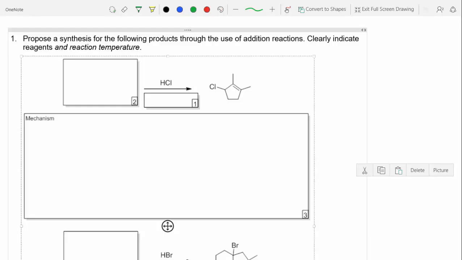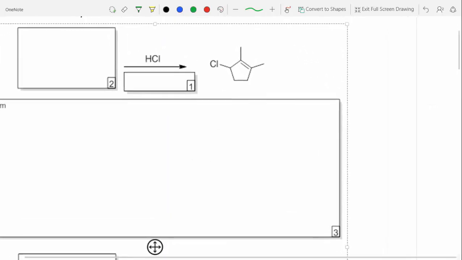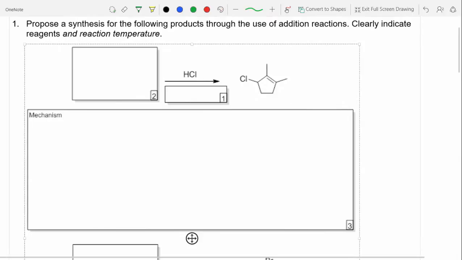All right, first practice problem. This is actually pulled from, I think, a quiz or exam from last year. Propose a synthesis for the following products through the use of an addition reaction. Clearly indicate the reagents and reaction temperature. So was the reaction run at high temperature or low temperature? I'll give you guys a minute to work on this one.